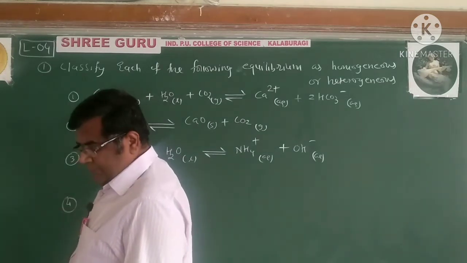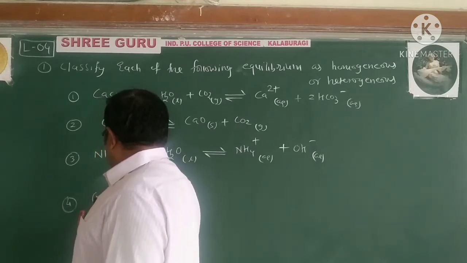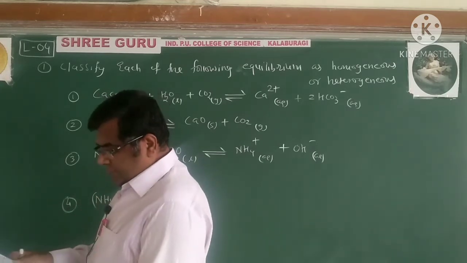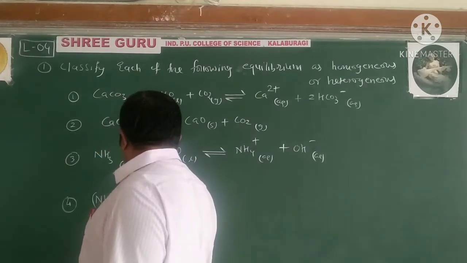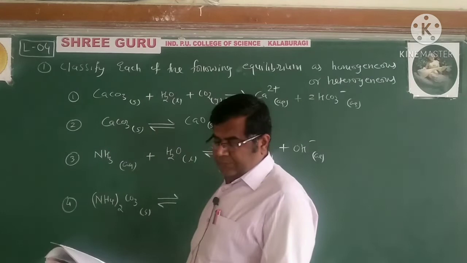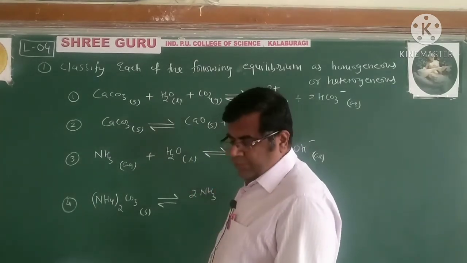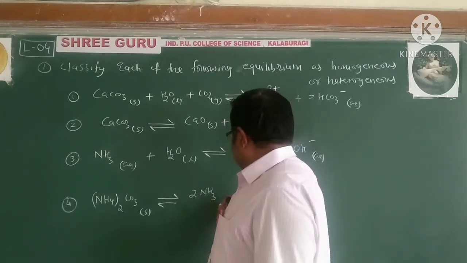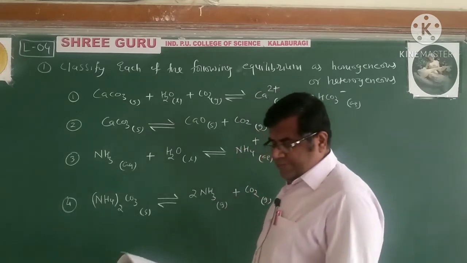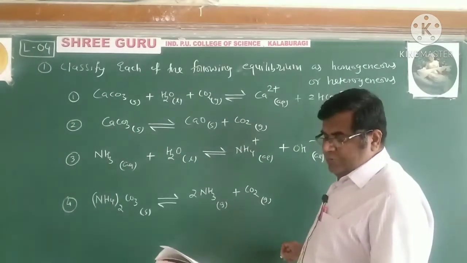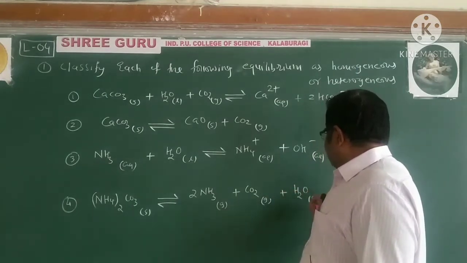Fourth one is the ammonium carbonate, which is in the solid state, and reversely it gives 2NH3 in gaseous state plus CO2 in gaseous state and plus H2O also in gaseous state. You have to hide it.